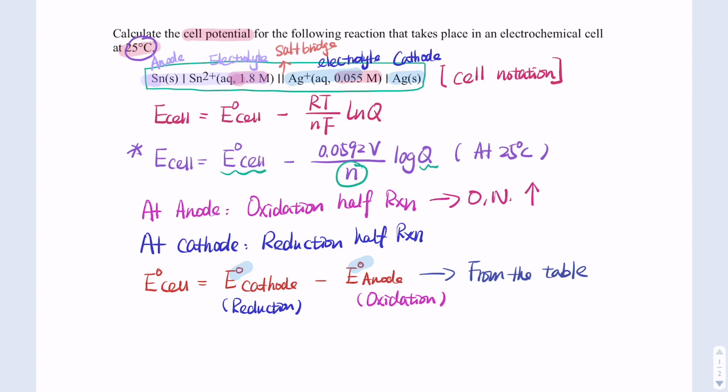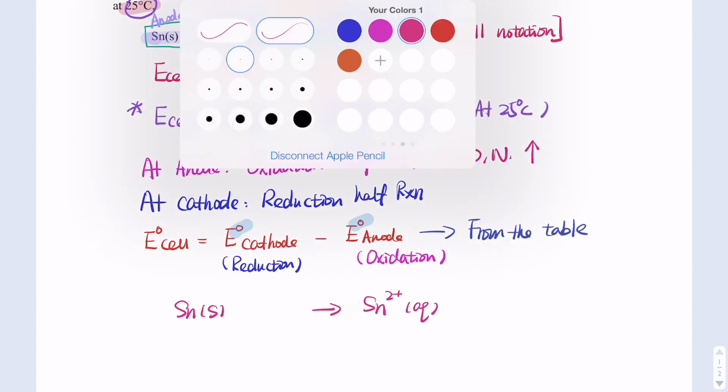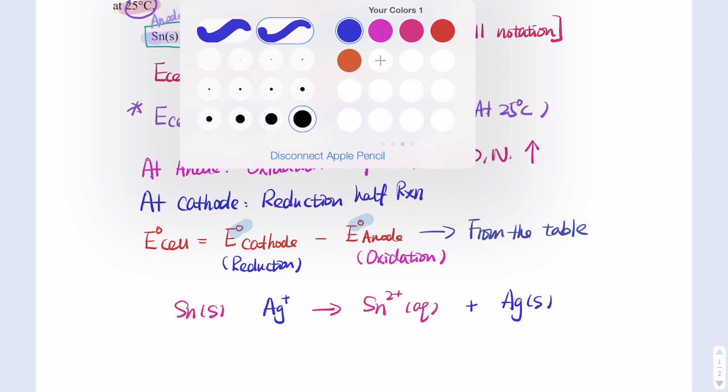So that means over here you have tin as a solid. After the reaction, the oxidation number increases and it turns into tin ion, 2+. On the other hand, for the reaction that happens at the cathode, the reduction half reaction, the oxidation number decreases. So you have the silver ion turns back to silver. So this will be the reaction.